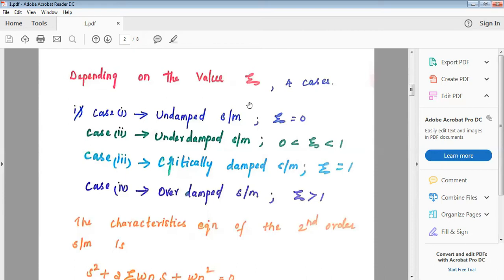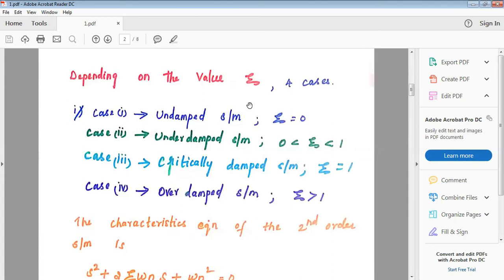But here in an undamped system, the amplitude will be oscillating and gradually reduces to 0. So this is the practically existing system. Next one is critically damped. In a critically damped system, the theta value will be equal to 1. Here the oscillation will reach the steady state in the shortest possible time. That is called a critically damped system.